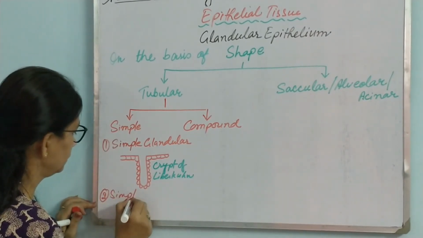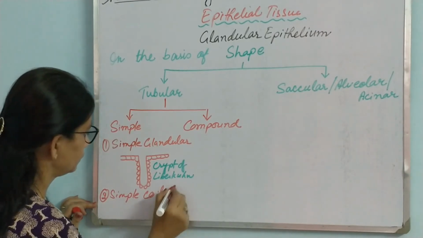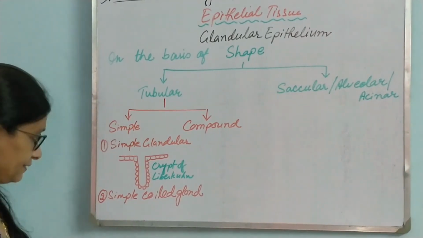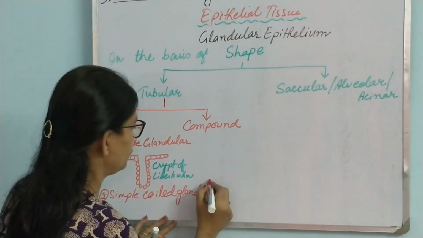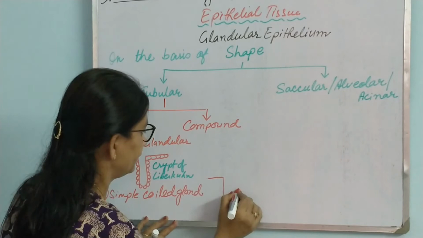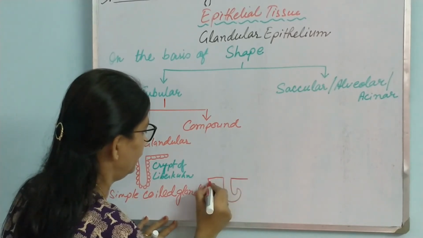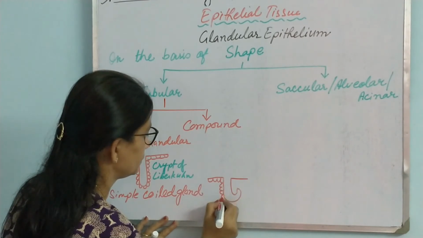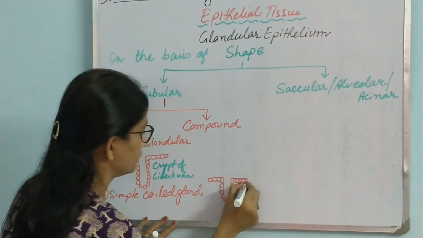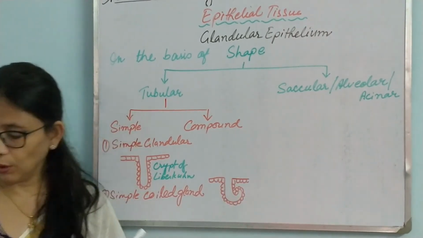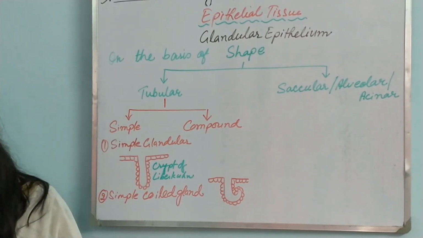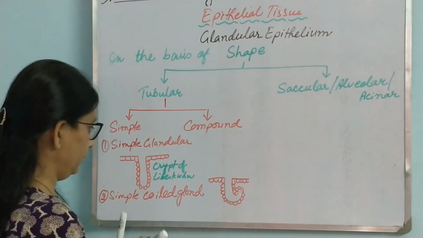Now the second type is simple coiled gland. Coiled tubular gland. In this case, suppose this is a tube which is going, it will get coiled like this, and then there are cells. So the structure is a little coiled, and the coiled simple tubular gland is found in the sweat gland.